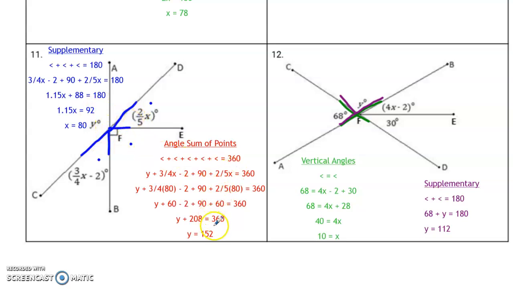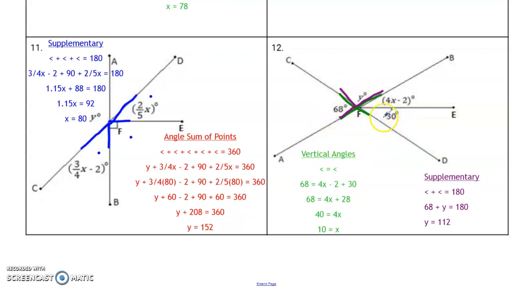We substituted and solved. Here again, for this problem, we used vertical angles. We said that this angle over here is equal to this angle over here. Those two angles are equal to each other, so we substituted and solved. Supplementary angles here, 68 and y are supplementary, which means y is 180 minus 68. I didn't show the algebra steps in here. I didn't show, like, minus 68 on this side, minus 68 on this side, because by now you should know how to solve 1-, 2-, and 3-step equations pretty quickly.